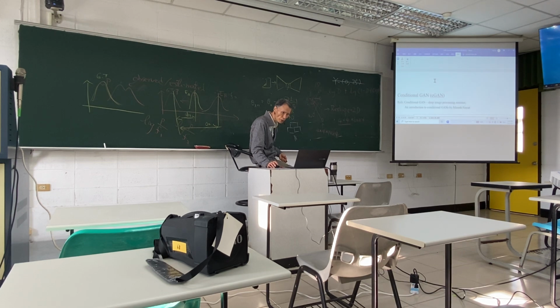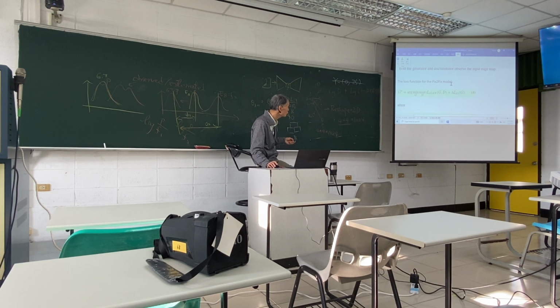So pixel to pixel, a very useful model that can create something you want. You can have control of the possible output. The pixel to pixel. So that's the idea.